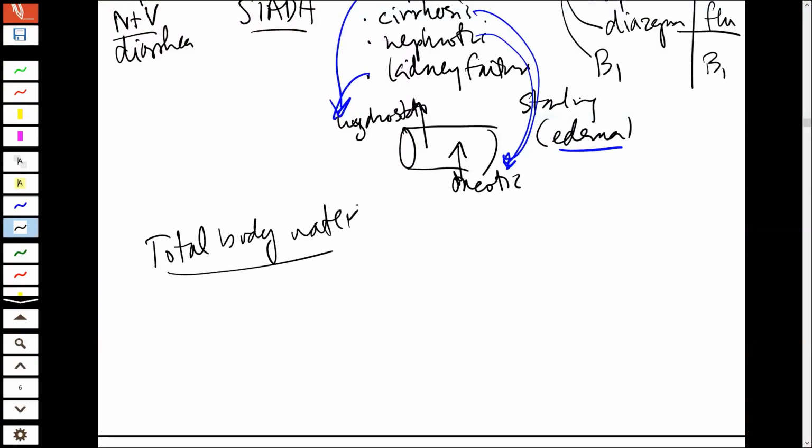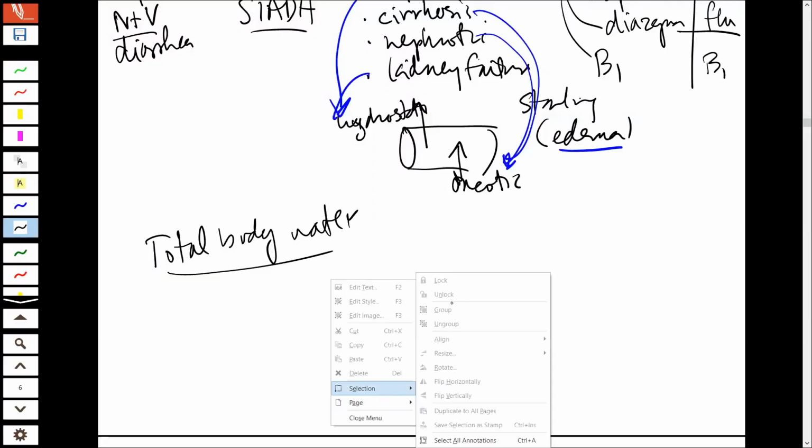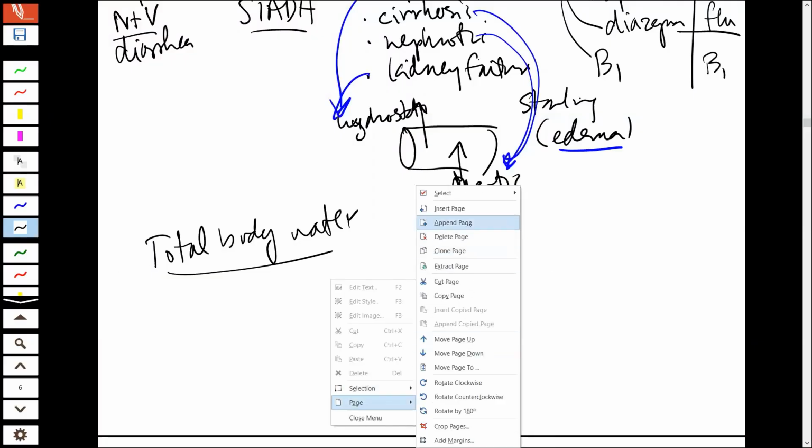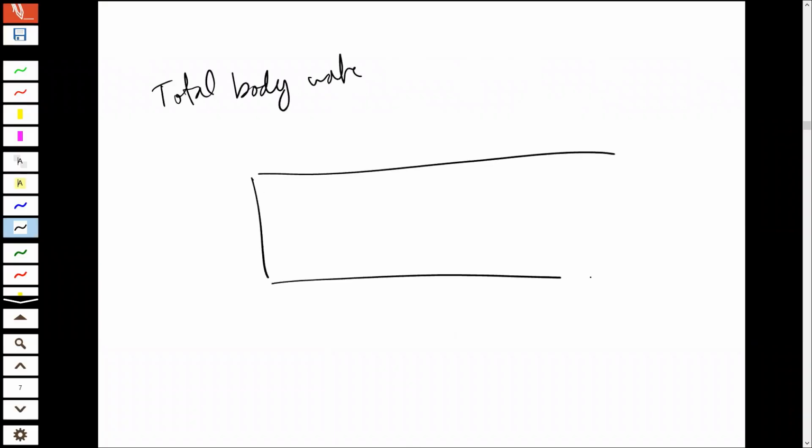So if I said, tell me about total body water, what would you draw for me? Well, you'd draw this, wouldn't you? Right? That's what you'd draw, right? You'd say, yeah, it's about 60 liters, blah, blah, blah. And I'd say, great, divide that up for me.